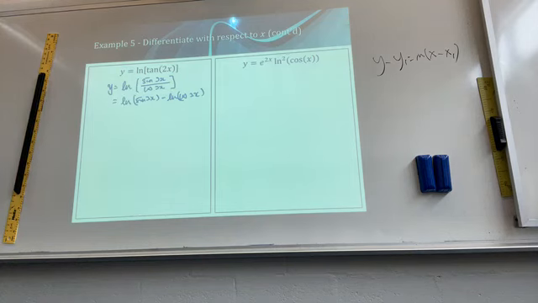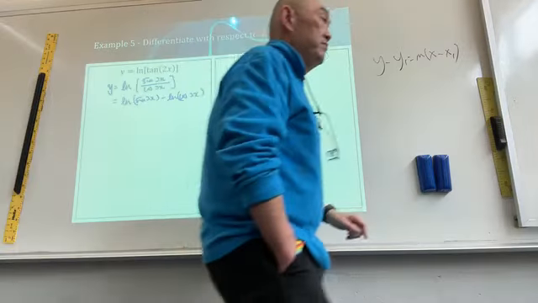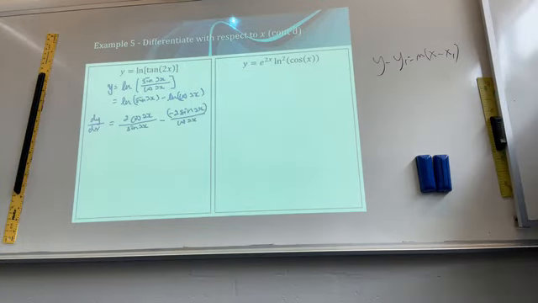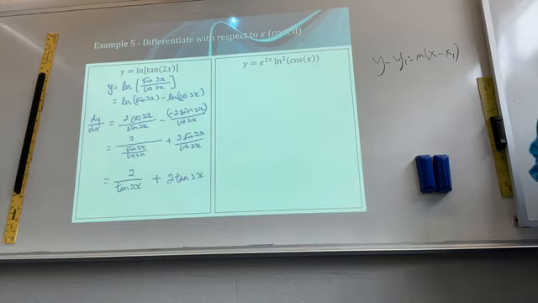In Methods, you're not required to know dy dx of 10 to the x, except in this form. And therefore, you know that in this case dy dx, playing around with it, just rearranging it, I've got 2 over 10 to the x plus 2 times 10 to the x.